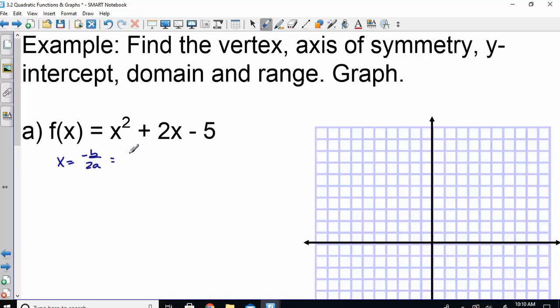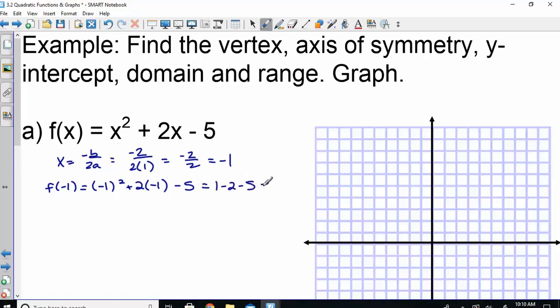What's my b value? 2x. Yep, and you just take the coefficients. So it's a negative 2 over 2 times, what's a? 1. So 1x squared. So you get negative 2 divided by 2, which is negative 1. That's the x value. So to get y, you have to plug that back in. So we get 1 minus 2 minus 5, which is negative 6. So the vertex is at the point negative 1, negative 6.